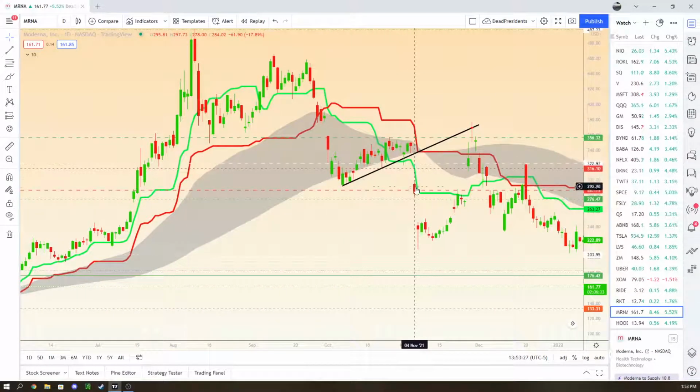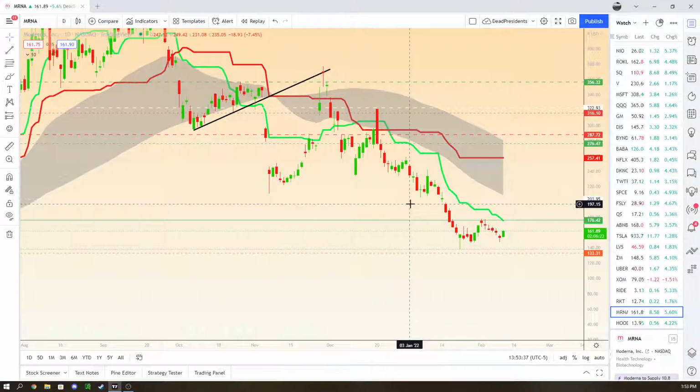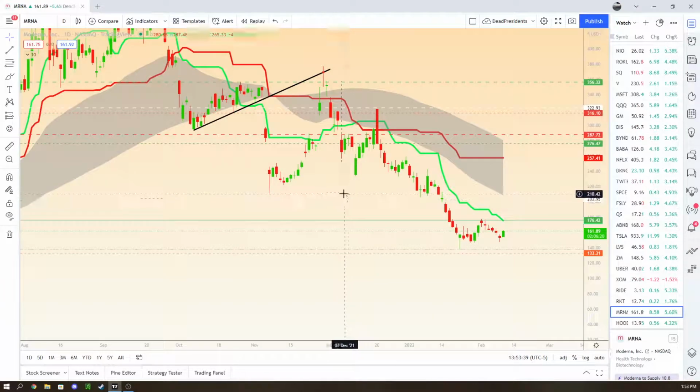And once it gapped down right here, it did come back, tested the trend line again. I didn't see that, but it finally confirmed downwards. And it looks like Myrna is on a confirmed trend downwards for now. And I'll be eyeing that.